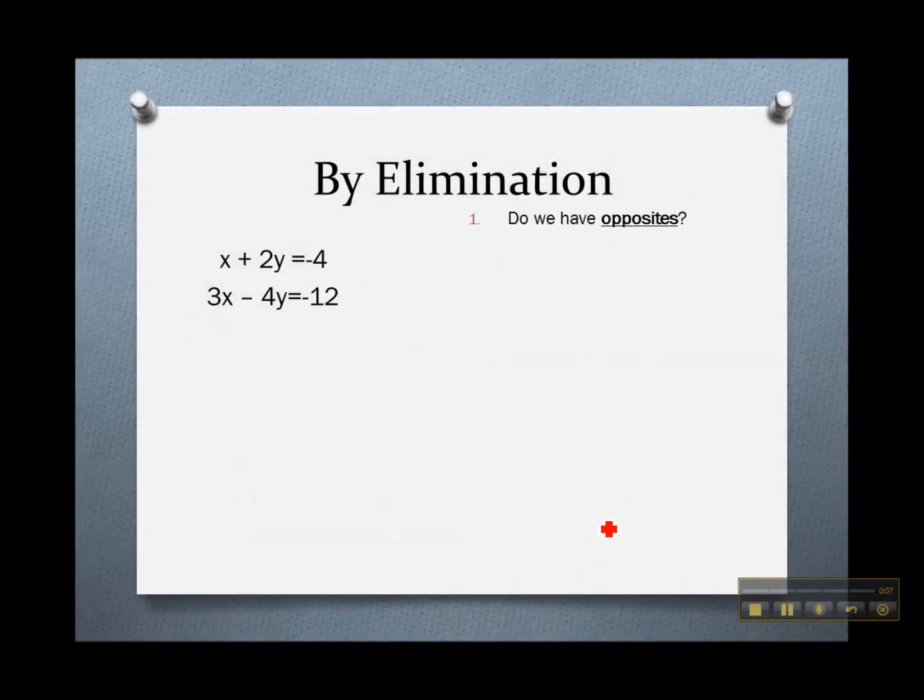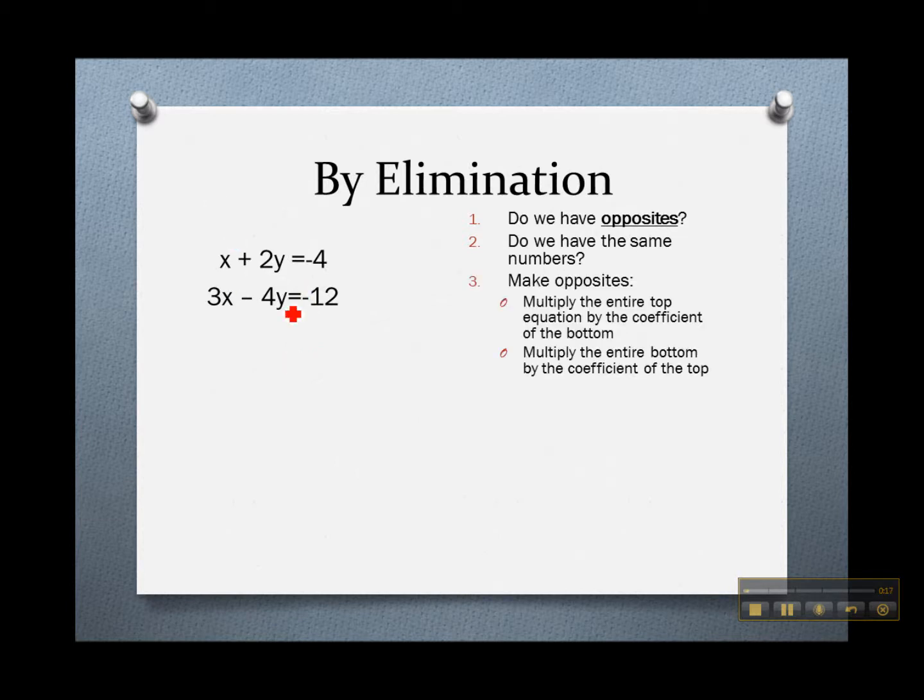Elimination case. You're going to ask yourself, do we have opposites? The answer is no, we do not have opposites, and we do not have the same numbers either. So if we don't, we're going to make them opposite. We're going to multiply the entire top equation by the coefficient of the bottom, and multiply the entire bottom equation by the coefficient of the top. The coefficient is just the number in front of x. That means I'm going to have to multiply this by 3 because that's the coefficient of this, and all of this equation by 1 because that's the coefficient of my x right here. I put the 1 if you want to see it.